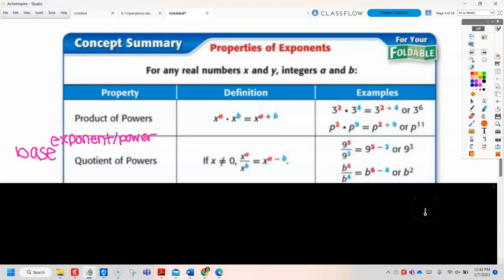If you have two terms that are the same variable and you're dividing them, then you subtract the top and the bottom exponents. So the bottom gets subtracted from the top. So if you had x cubed over x squared, you'd subtract the 2 from the 3.